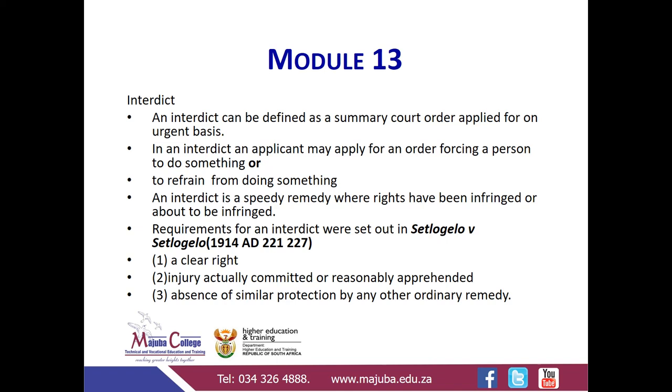Requirements for an interdict were set out in the case of Setlogelo versus Setlogelo in 1914. It's a leading case up until today. This case is more than 100 years old now, but it's still leading. There's no other decision after this one which was contrary to this. Right? These are the requirements. There must be a clear right according to this case. Injury actually committed or reasonably apprehended. Absence of similar protection by any other ordinary remedy. These are the three requirements.